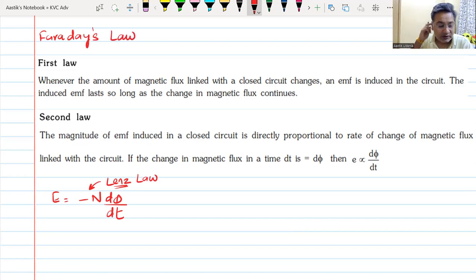And what does Faraday's law state? Whenever the flux linked with a coil changes with time, an EMF is induced in the coil. This statement is known as Faraday's first law. The value of this induced EMF is equal to minus N d phi by dt. The negative sign is explained by the Lenz law. This is known as Faraday's second law. Do we understand this? I'll give you 2 minutes to note this down.